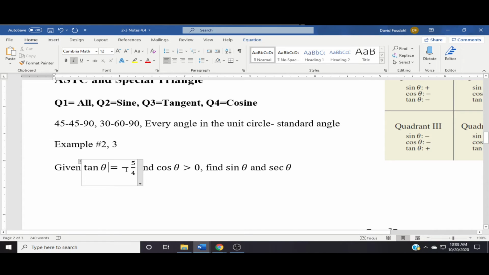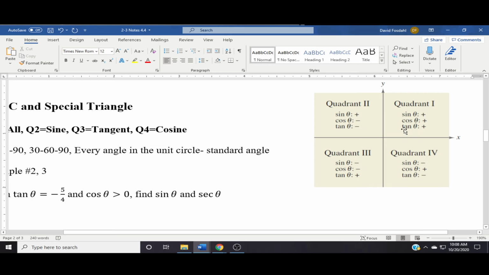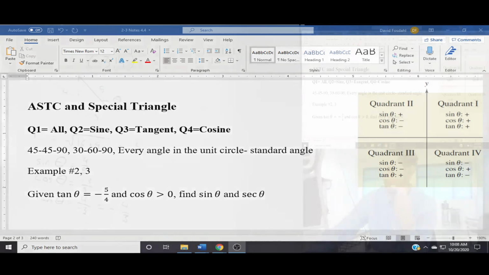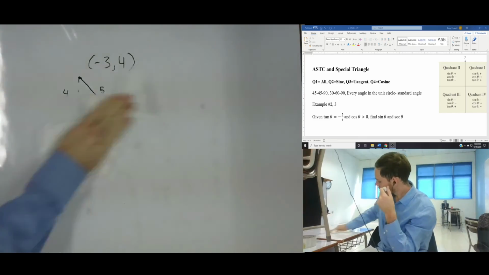If tangent is negative and cosine is positive, what quadrant would that be in? Let's look at our circle. Tangent's positive here, cosine's negative here; cosine's positive and tangent's negative there. So the only quadrant that works is quadrant 4. If we actually draw out the triangle that we need, we get a good look at what we're dealing with.